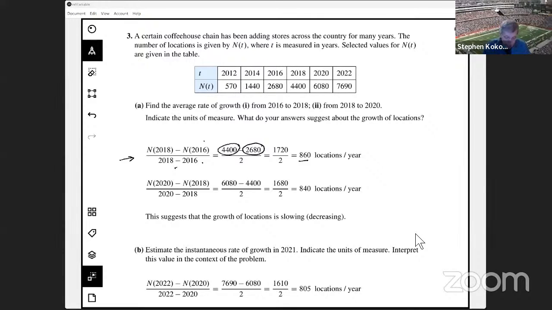And from 2018 to 2020, I did a similar sort of thing in this expression, and I came up with 840 locations per year. So what does this all suggest? Well, since the average rate of growth is a little bit smaller in those 2 years from 18 to 20, this suggests that the growth of locations is slowing down, is decreasing a little bit. And that's about the best I can say right now.